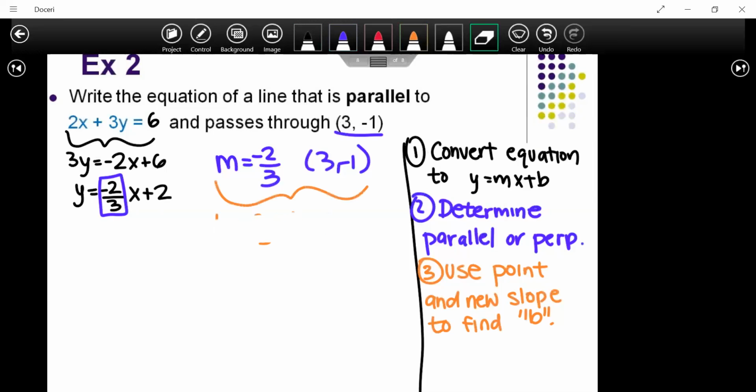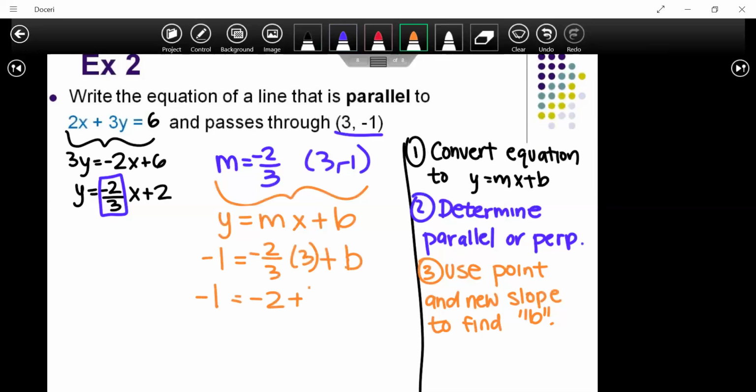And let me even write this out for some of you guys that give me this blank stare. I'll write this out a little bit further. Negative 1 for my y. My slope is negative 2/3. My x is 3. My b is b. We're trying to solve for b. So solve for b now. We're going to get negative 1. My 3 and 3 cancel out, giving me negative 2 plus b. If we add 2 to both sides, we're going to get b is equal to 1.